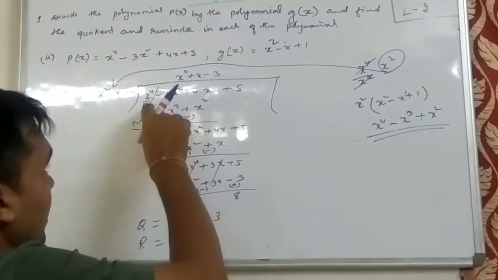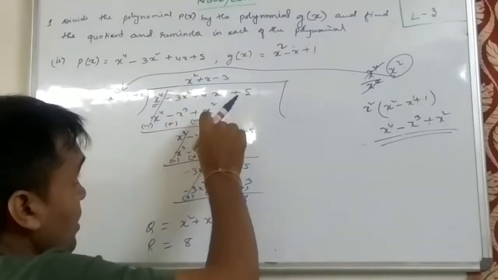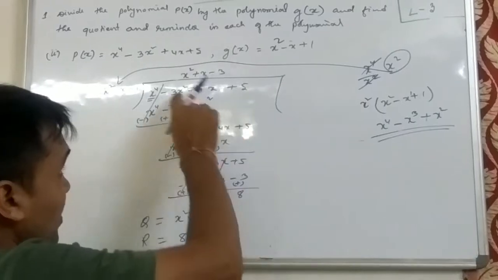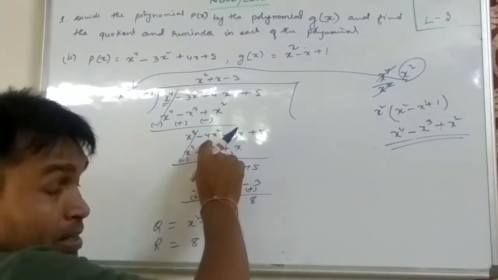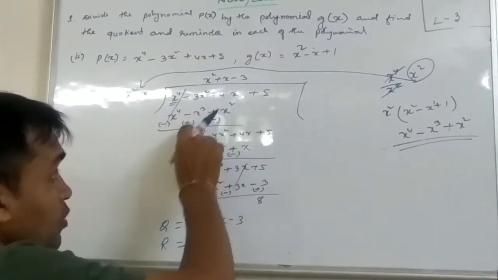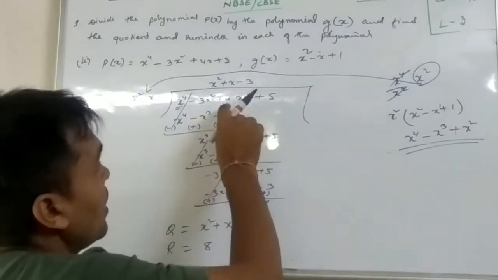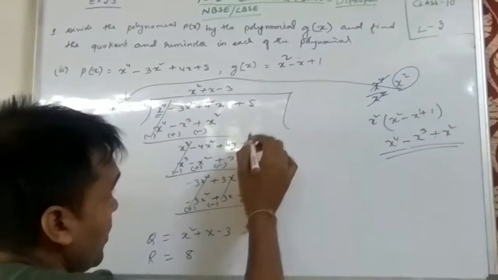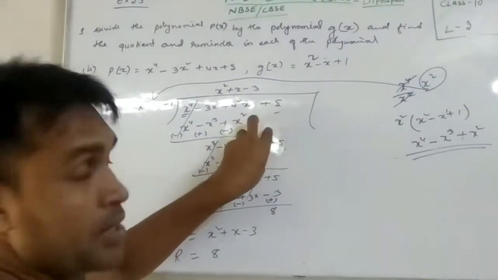So here, x to the power 4, x to the power 4 cancel. Minus 3x square minus x square becomes minus 4x square. And this is minus x cube, it has changed into plus, so we have written here plus x cube. Plus 4x, so we have written 4x, and 5 we have written as it is. Why? Because there is no relevant term here.